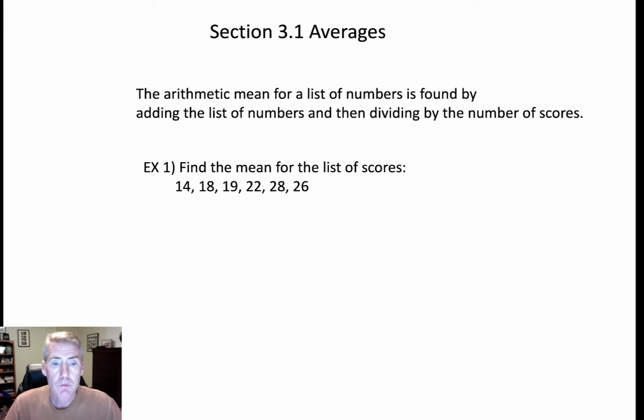So for example, suppose these are ages: 14, 18, 19, 22, 28, 26. The order doesn't matter. First, you just add them together, and then there are 6 numbers, so divide by 6, and you get 21.167 as the average age.